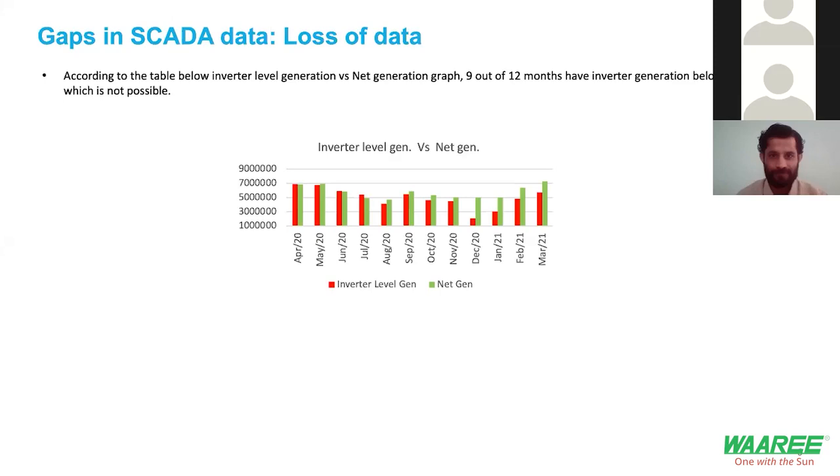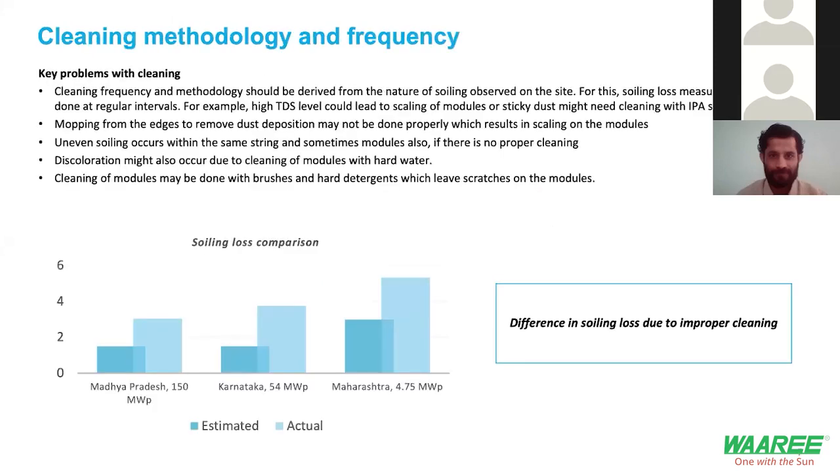Moving on to the other big issue, which is soiling. Soiling is something which all of us know. It is one of the biggest known components of plant maintenance since the start of the industry. But in our observations, we still find soiling to be an issue.